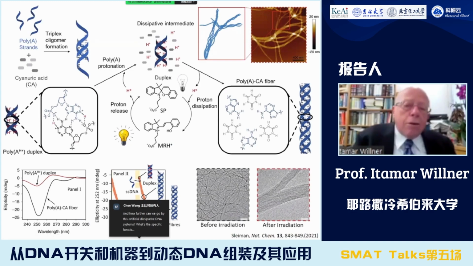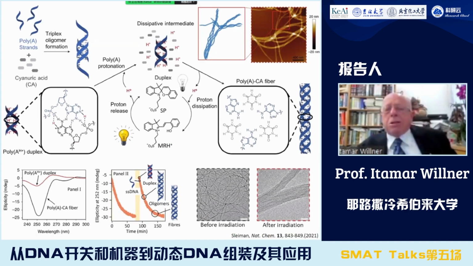We can have more complex dissipative systems, and this is a nice example that was developed by Hanadi Sleiman in Canada. What she demonstrated is that she can control material properties of DNA-based materials. And she can control it by pH that is induced using spiropyran as a modulator.